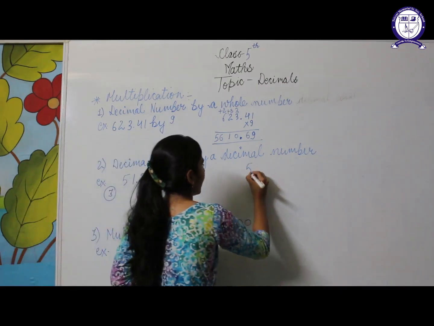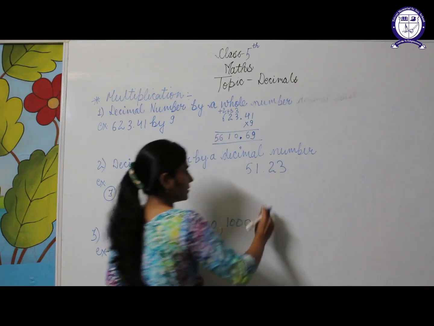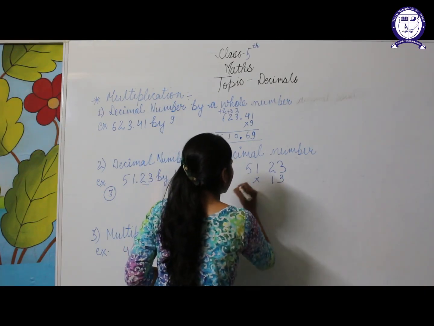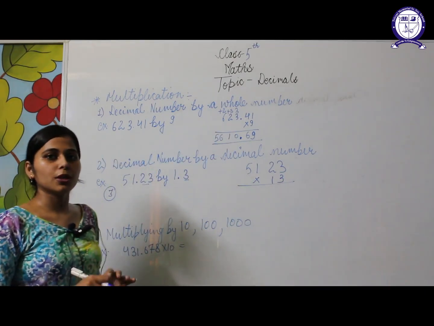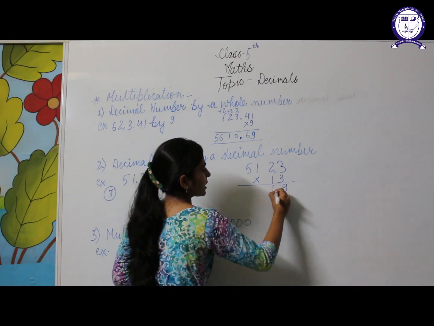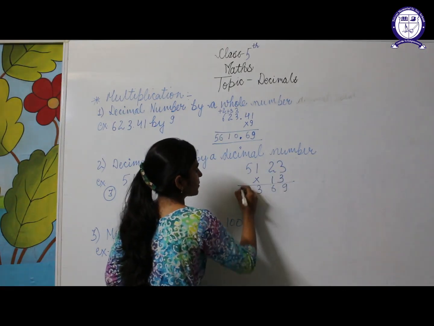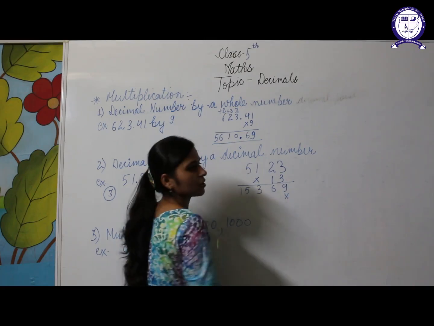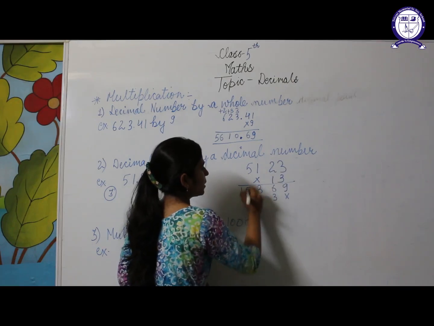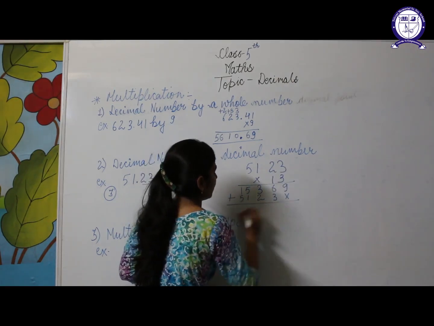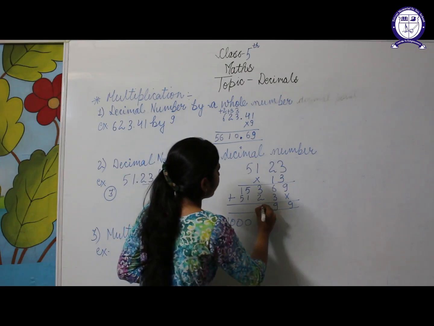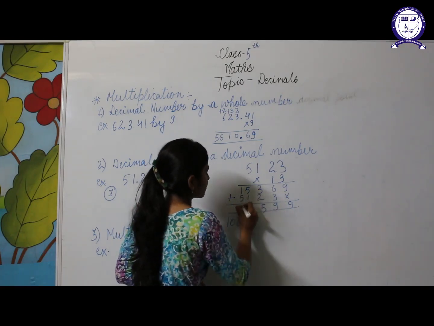So first we will multiply 51.23 by 1.3. First we will remove the point, so we will multiply 5123 by 13. Then we will put the point. Now 3 3s are 9, 3 2s are 6, 3 1s are 3, 3 5s are 15. Then you put a cross or a 0 here under the ones digit. 1 3s are 3, 1 2s are 2, 1 1s are 1, 1 5s are 5. Then you will add. 9 as it is, 6 plus 3 gives us 9, 3 plus 2 gives us 5, 5 plus 1 gives us 6 and 1 plus 5 gives us 6.